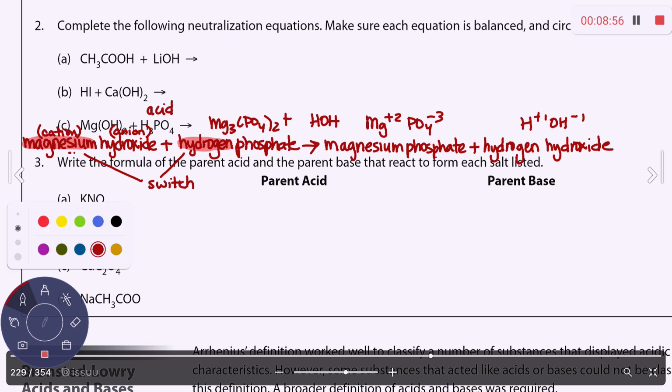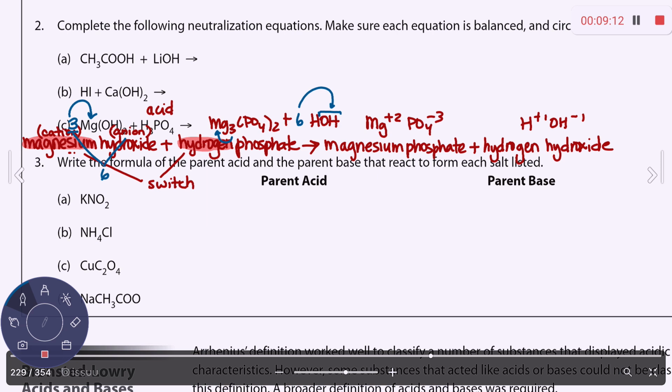And then for balancing purposes, I've got 3 magnesiums here, so put a 3 here to balance the magnesium. Then you've got 3 times 2, so you have 6 hydroxides. So put a 6 over here to balance this hydroxide. Then you've got 6 hydrogen, so you would need to put a 2 here. 2 times 3 is 6. You've got 2 phosphates on either side, so it's 3, 2, 1, 6.